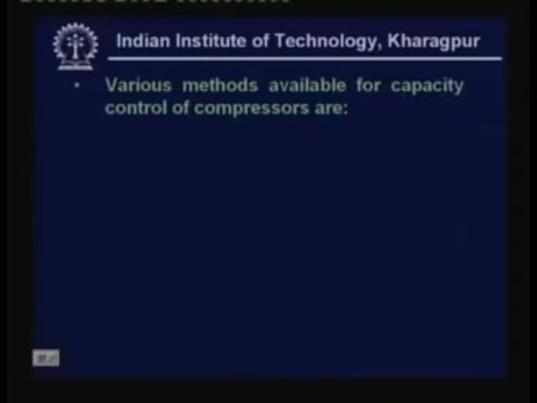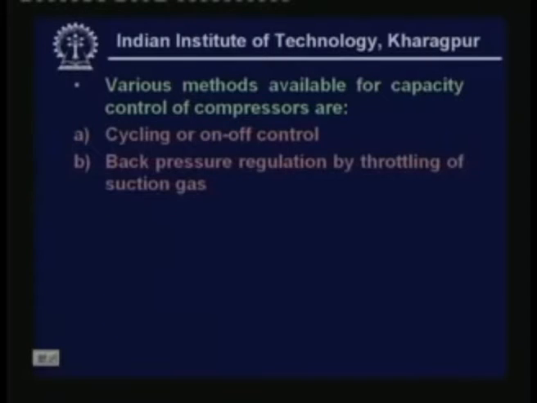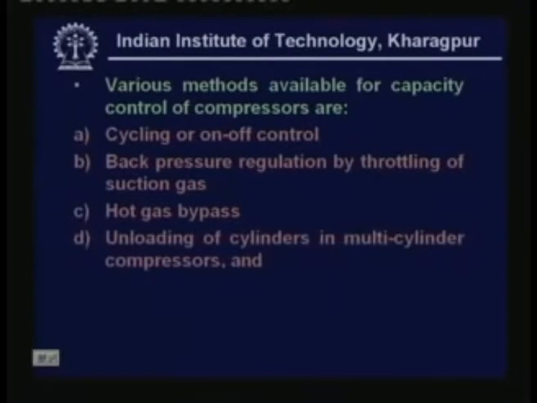And what are the different methods available for capacity control of compressors? The first method is known as cycling or on-off control. The second method is back pressure regulation by throttling of suction gas. The third method is what is known as hot gas bypass. The fourth method is known as unloading of cylinders in multi-cylinder compressors. And finally, you can also regulate the capacity by compressor speed control. Now let us look at each one of them, and let us look at what are the typical features, what are the advantages and disadvantages of these methods.